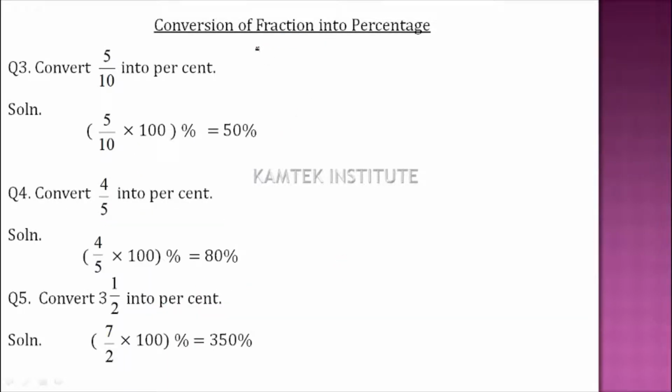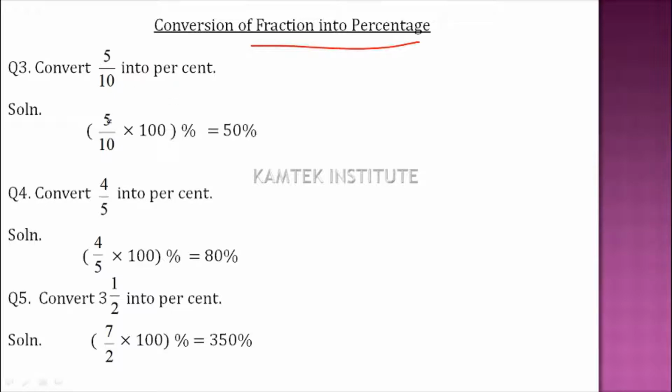It says conversion of fraction into percentage. Always remember, whenever we convert fraction into percentage, we have to multiply by 100. And earlier in the previous slide, we studied how to convert percentage into fraction. That time we had divided by 100. So here we're going to multiply by 100 the fraction that is given to us.